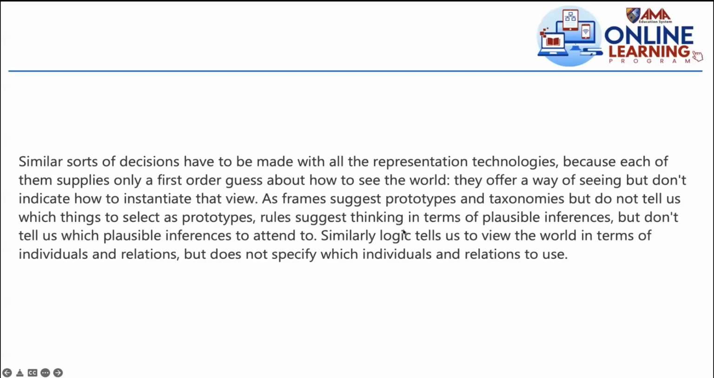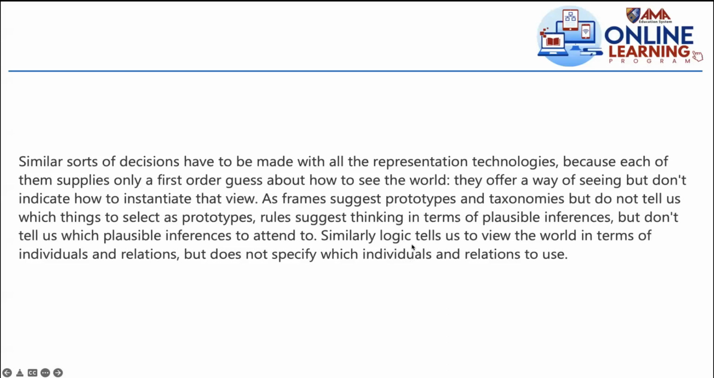No? Rules suggest thinking, for example, this is your choice of technique for your knowledge representation. It suggests thinking in terms of plausible inferences, because that's the rule. But they don't tell us which plausible inferences to attend to. Okay, something like that. No?